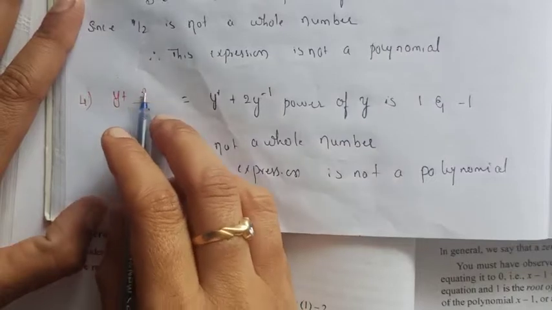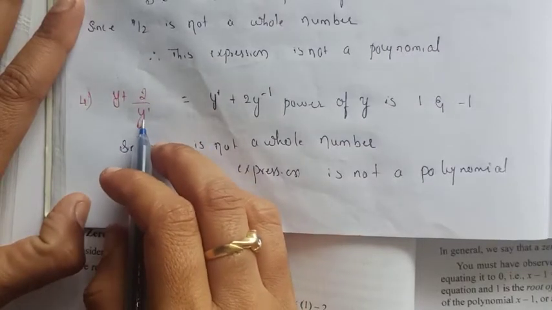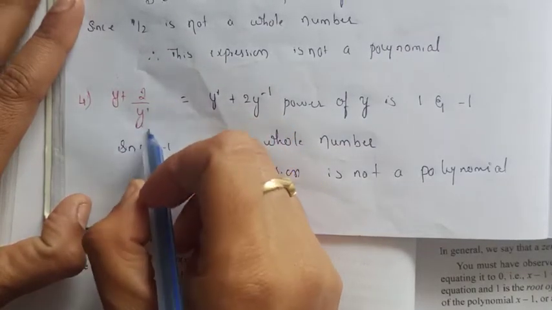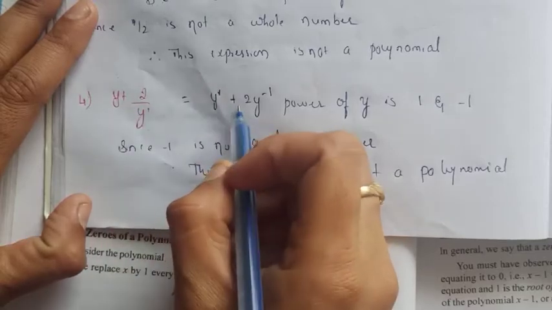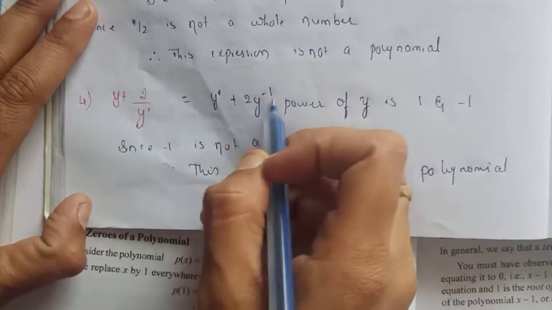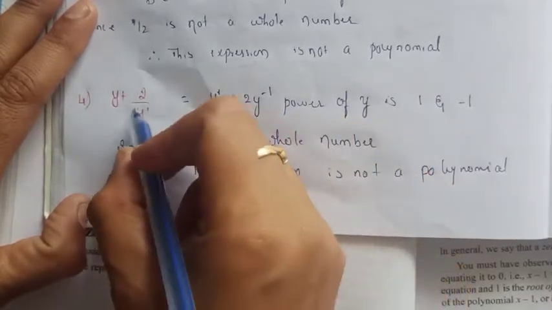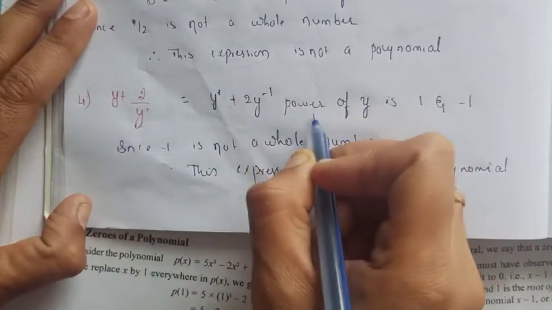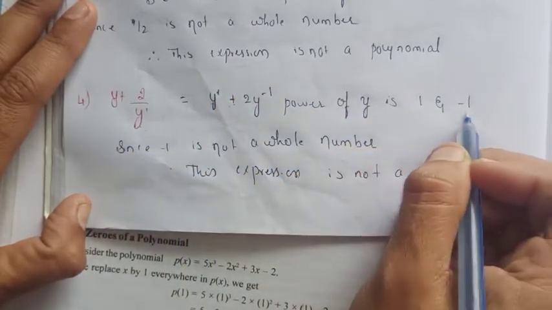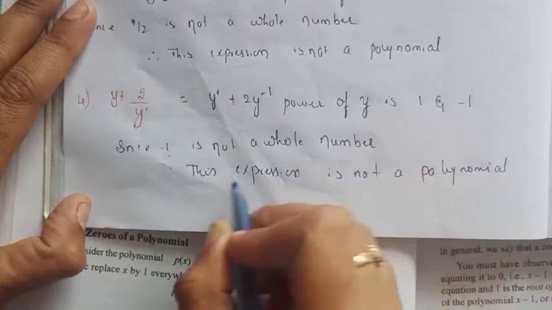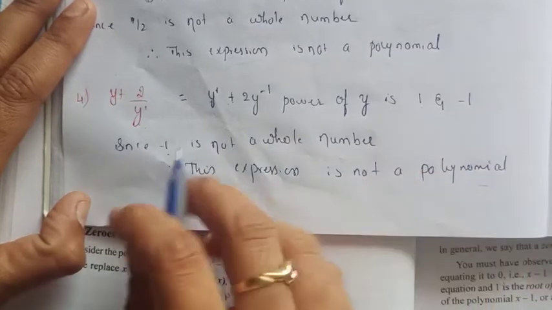Next, y plus 2 by y, that is y plus 2 y raised to minus 1. We can write 1 by y as y raised to minus 1. The powers of y are 1 and minus 1. Since minus 1 is not a whole number, this expression is not a polynomial.